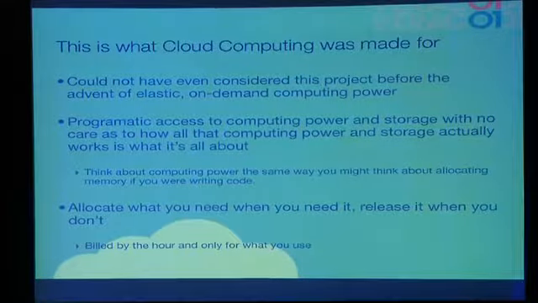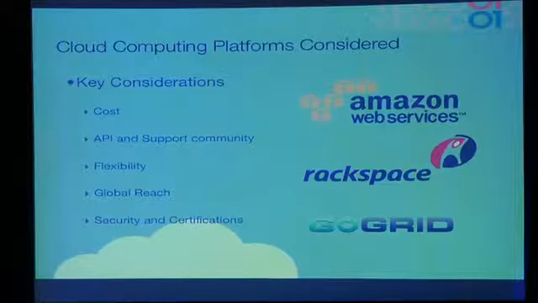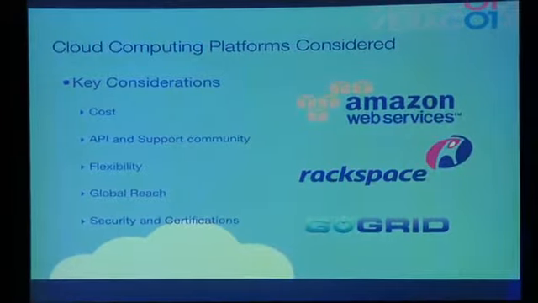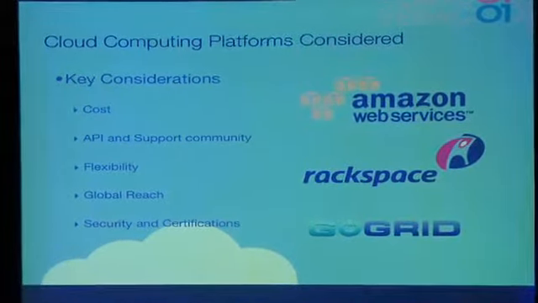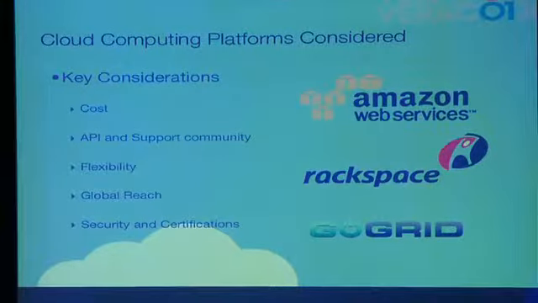Or you. So here's some of the solutions that I looked at. I looked at Amazon's AWS. I looked at Rackspace's cloud. I looked at GoGrid. And I really had 5 criteria that I was comparing everything by: cost, APIs, flexibility, global reach. Did they care about security? It was important to me.